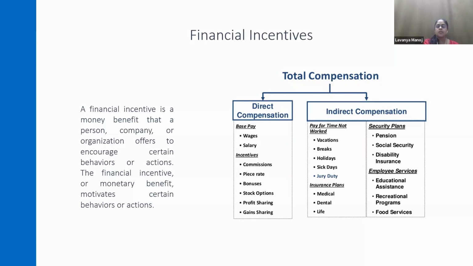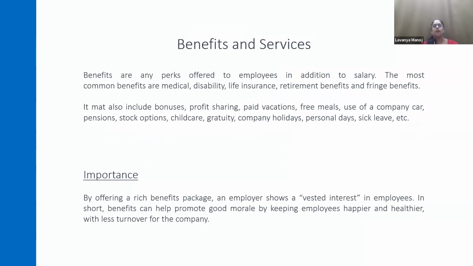In manufacturing companies, of course, there is more chance of getting disabled, in the sense you may meet with accidents, so disability insurance can be provided. And employee services like educational assistance for their children, free education, or the company can have its own educational institutions and make their employees' children study there, as Birla, Reliance, and Ramco Siemens are doing. Recreational programs and food services, they can provide free food for their employees. So these are the benefits, the pay plan and structure which is provided to the employees.